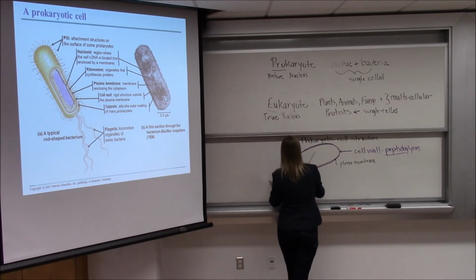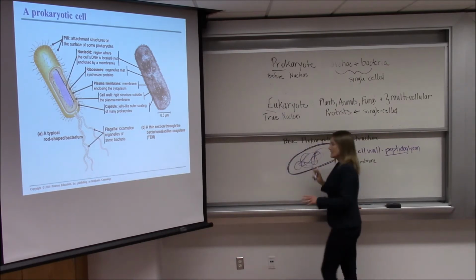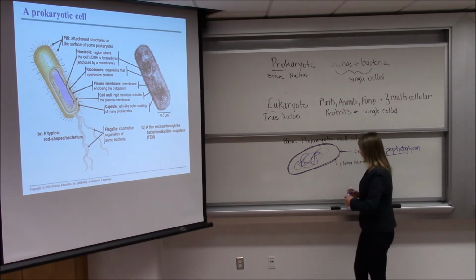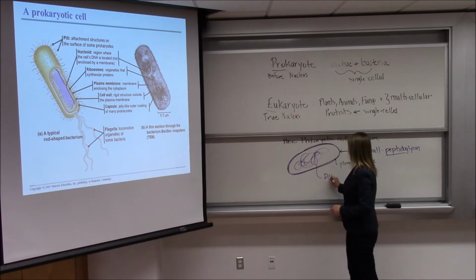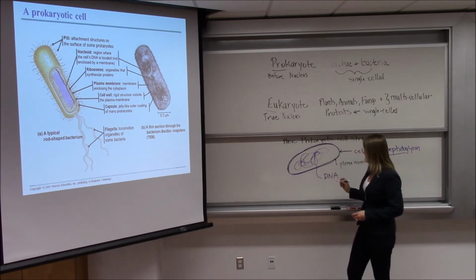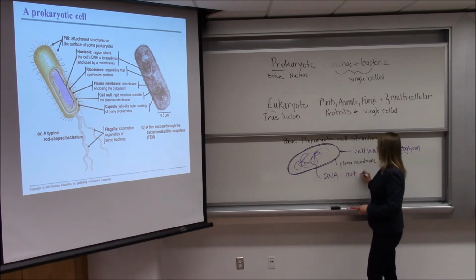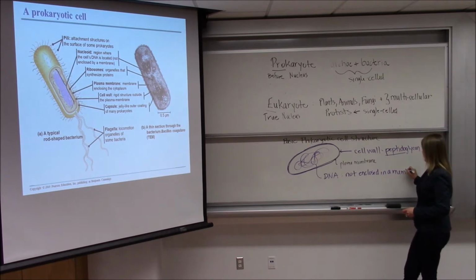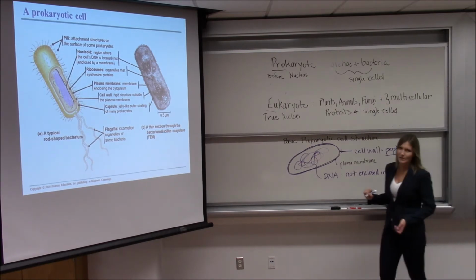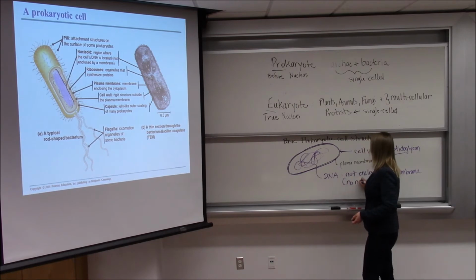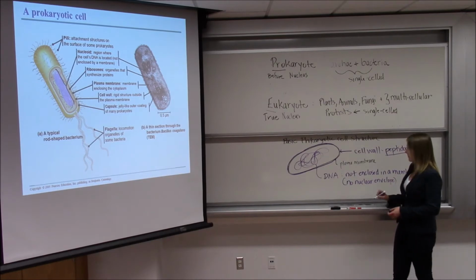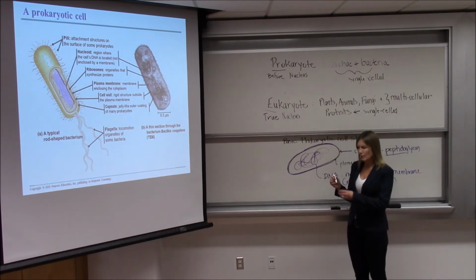Then we have the DNA all curled up in the cell. And that DNA is not protected from the cytoplasm of the cell. It's just free in the cell. So this is the bacterial DNA. No nuclear envelope, so not enclosed in a membrane. It's not protected from the cytoplasm of the cell. So no nuclear envelope, hence, no nucleus. And that's again what prokaryote means, before nucleus.